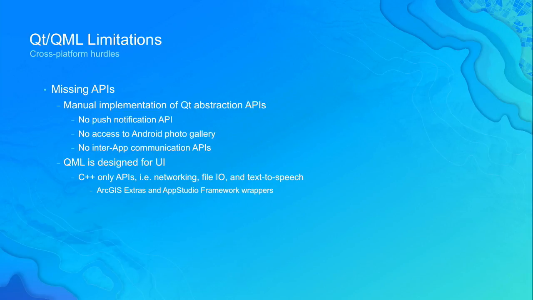QML is really designed for UI. We have a QML API, but it's designed for UI. So some of the C++ APIs that are in the Qt framework, like networking, file I/O, text-to-speech, which is in tech preview, are all in C++ code. So you have to get these into QML, you've got to wrap them up and expose them to QML. And we have a couple plugin libraries that are available in the SDK. We have our ArcGIS Extras, and then App Studio does a really good job of exposing some of these in their App Studio framework plugins. And these are basically, like I said, wrappers around the C++ code exposed up for QML developers.